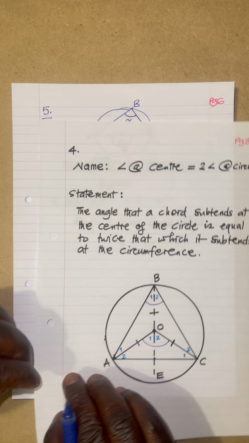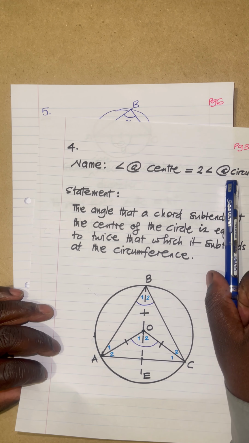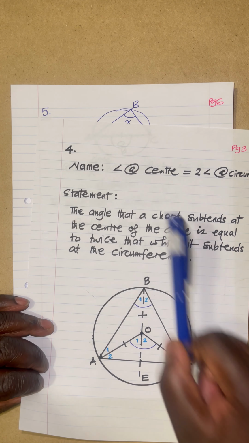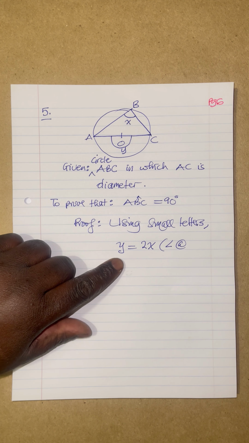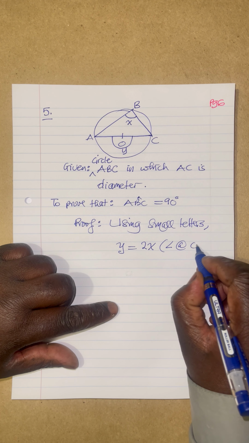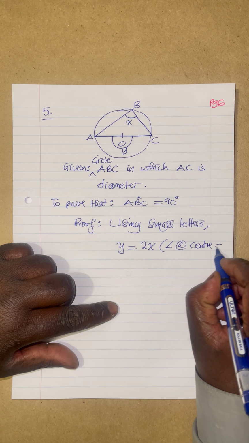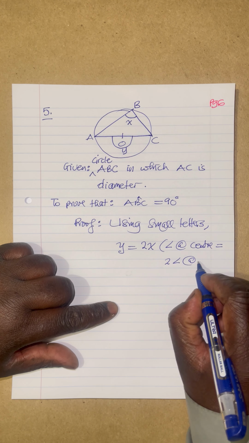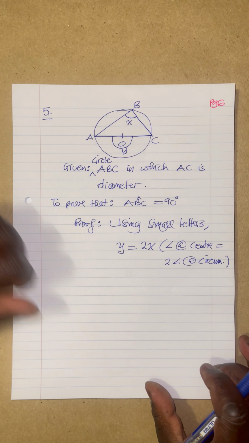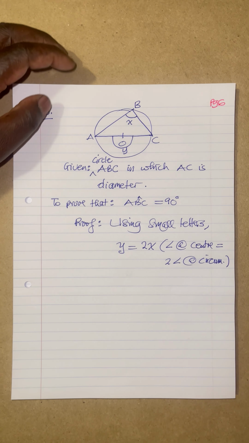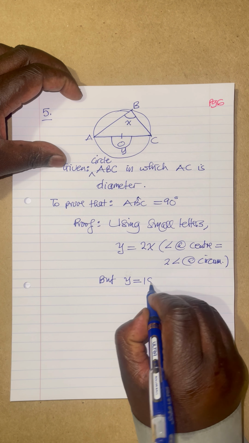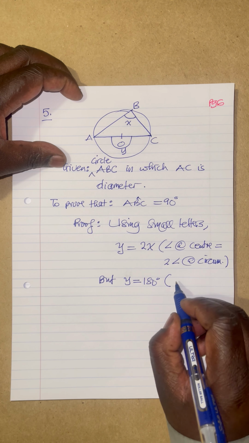Theorem number 4 is this one. Angle at center is twice angle at circumference. This is the name of theorem number 4, and there is a statement. We're going to use that one as a reason for this statement here, where we're saying y is twice x. Angle at center equals twice angle at circumference, right? But we know y equals 180. What is the reason for that? Straight line.